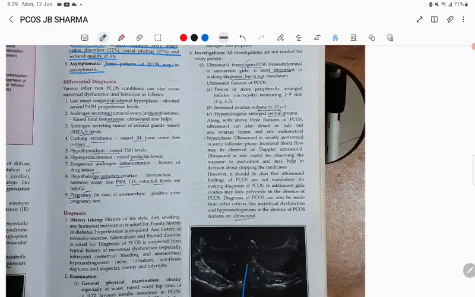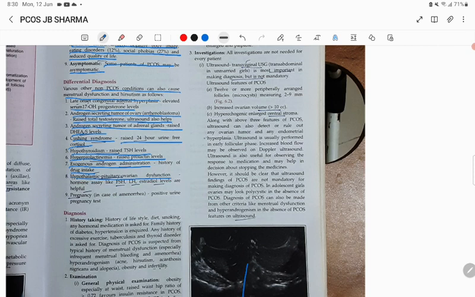What are the differential diagnoses? Various non-PCOS conditions can also cause menstrual disorder and hirsutism. Late onset congenital adrenal hyperplasia, there will be elevated 17-hydroxyprogesterone level. Androgen secreting tumor of ovary, that is arrhenoblastoma, raises total testosterone; ultrasound also helps. Androgen secreting tumor of adrenal glands raises DHEAS, dehydroepiandrosterone sulfate. Cushing syndrome raises 24-hour urinary free cortisol. Hypothyroidism, raised TSH. Hyperprolactinemia, raised prolactin level.